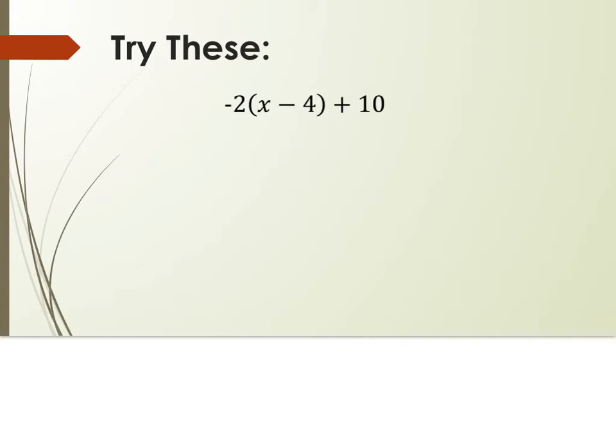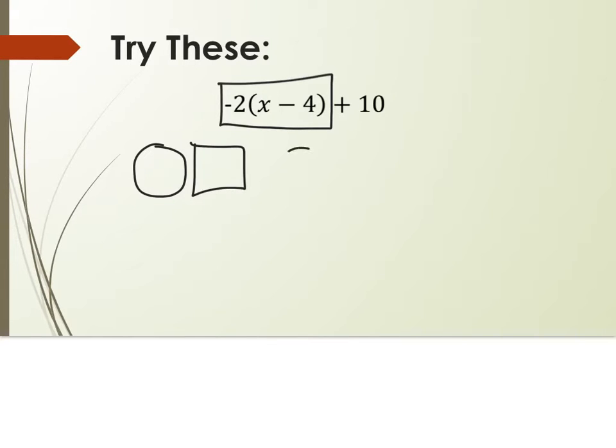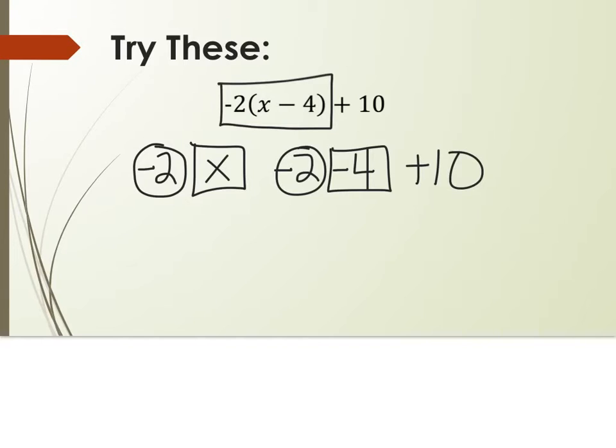Negative 2 times the quantity of x minus 4 plus 10. We will need to first distribute the negative 2 with the x and the negative 4. So I will draw a circle and a square, a circle and a square. The negative 2 is shared and it will be placed in the circles. Then we have an x and a negative 4. I will bring down the positive 10 just so we don't forget it.